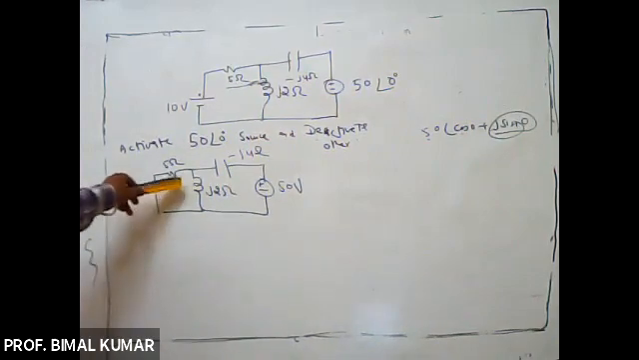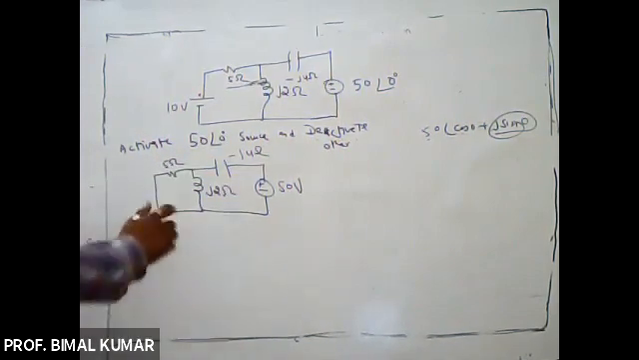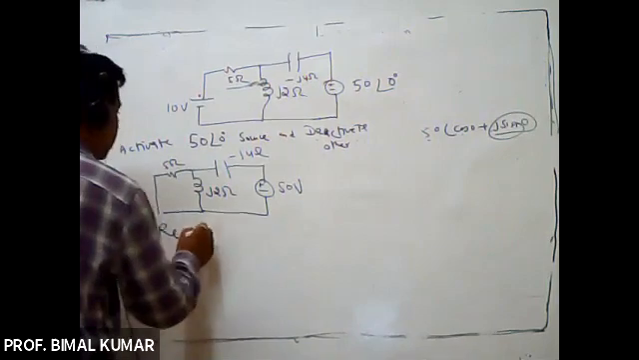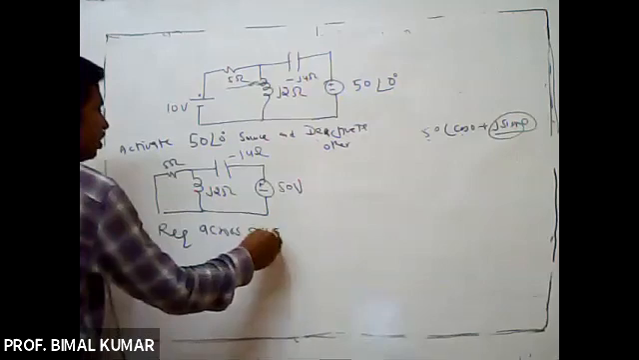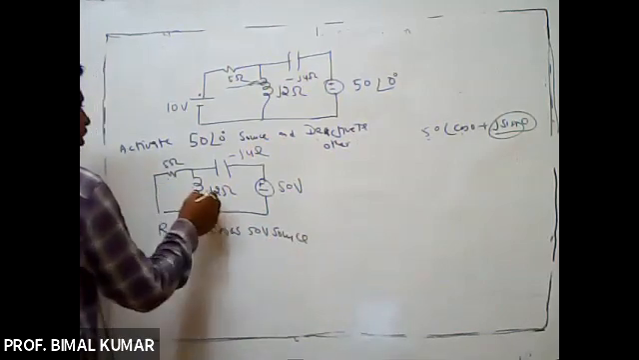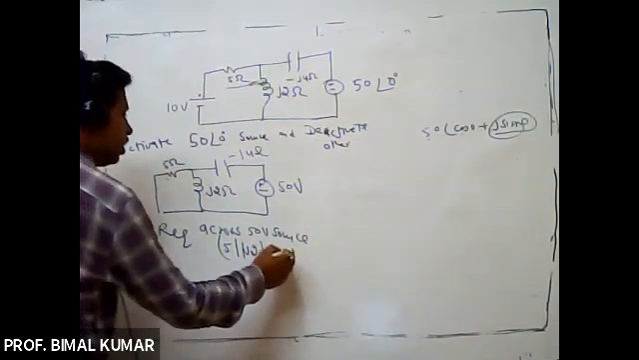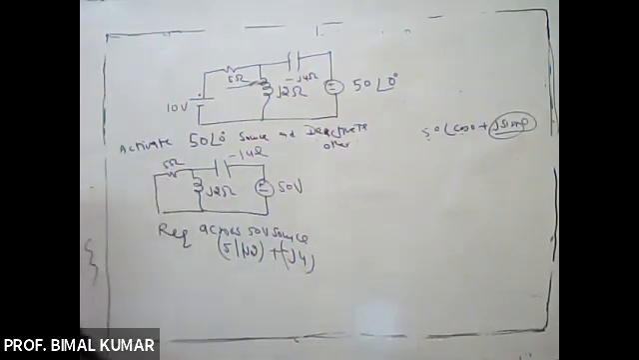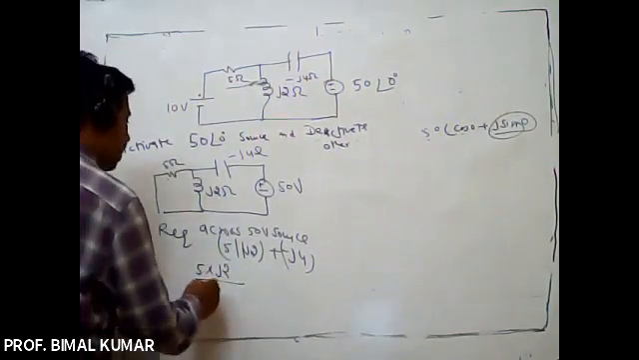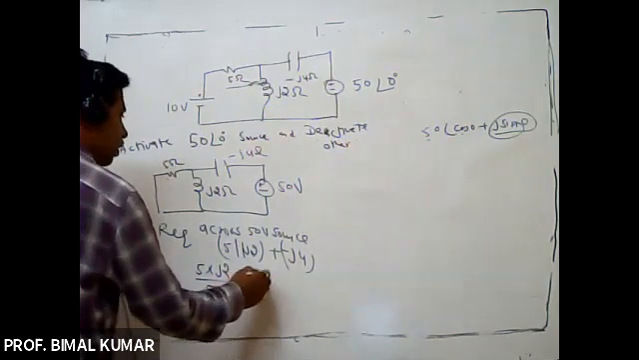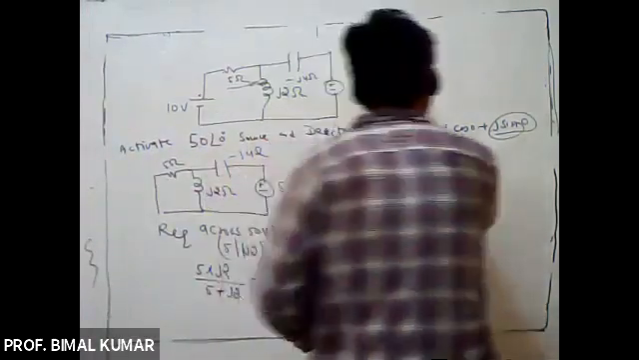Now I want to calculate here. For that, calculate the R equivalent across this 50 volt source. That will be 5 in parallel with j2, and this combination is in series with minus j4, right? So this will be 5 into j2 divided by 5 plus j2, minus j4, right? So just solve it further.